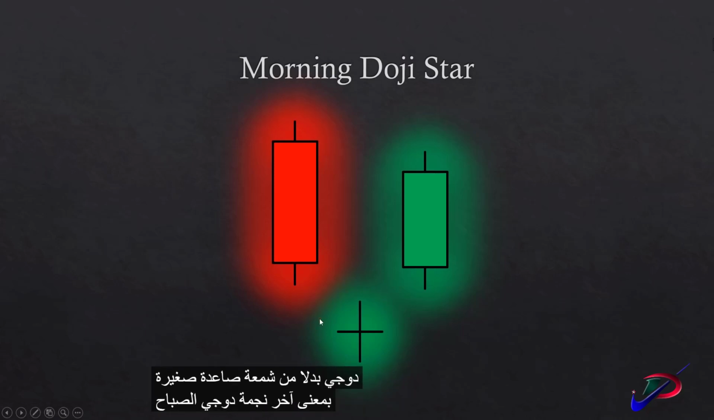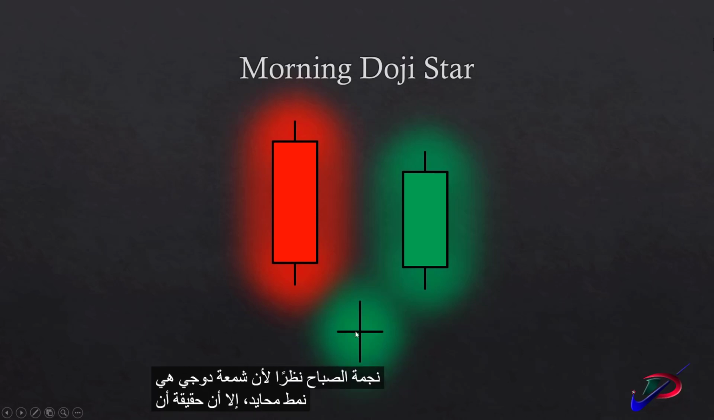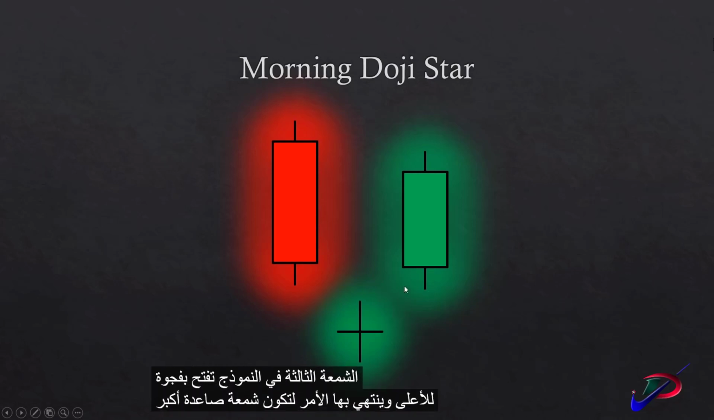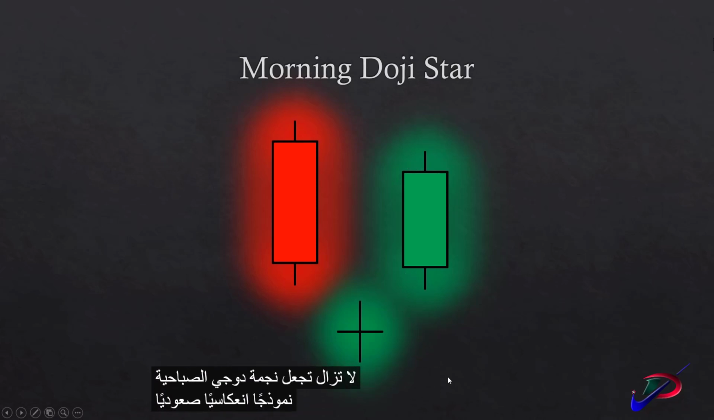In other words, the morning doji star is a slightly weaker signal than the morning star because a doji is a neutral pattern. However, the fact that the third candle in the pattern opens with a gap up and ends up being a larger bullish candle still makes the morning doji star a bullish reversal pattern.